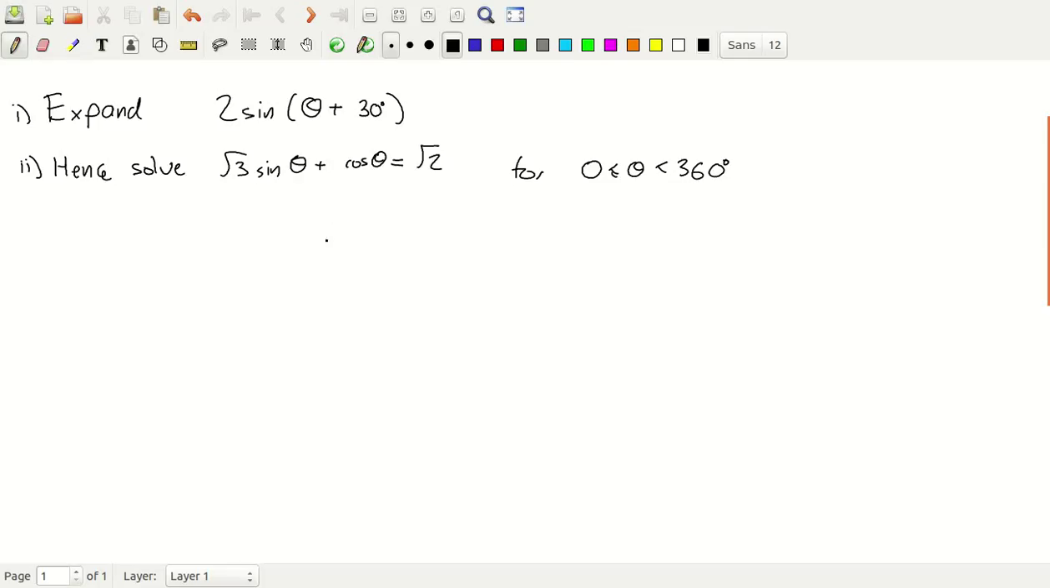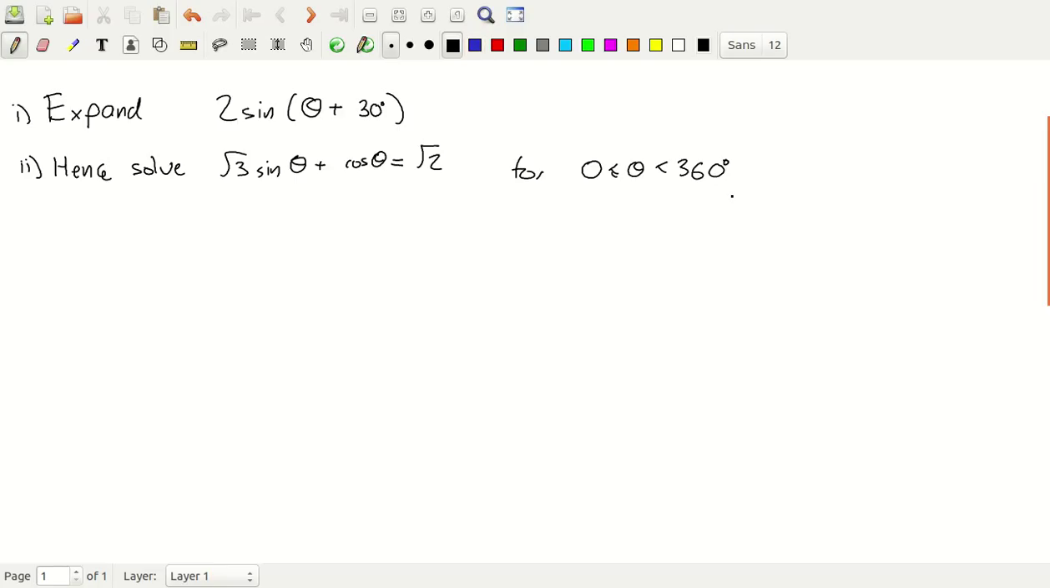Okay, so here we have the first of our slightly trickier, I guess, core 3 type trig equations. Two parts: expand 2 sine theta plus 30 degrees and hence solve root 3 sine theta plus cos theta equals root 2 in this range.